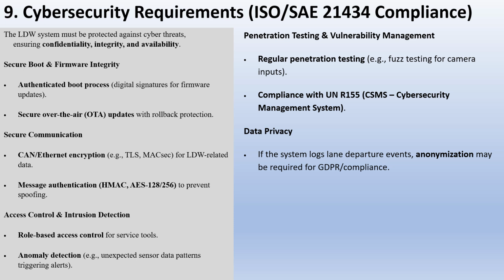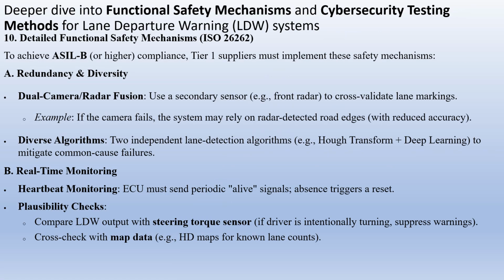Next is penetration testing and vulnerability testing. Regular penetration testing, example, fuzz testing for camera inputs. Actually, this penetration testing usually is done by some third parties rather than the tier 1. Sometimes tier 1 also subcontracts these requirements to some tier 2 or tier 3 operator. So there must be some kind of subcontracting. If the system logs lane departure events, anonymization may be required for GDPR compliance.